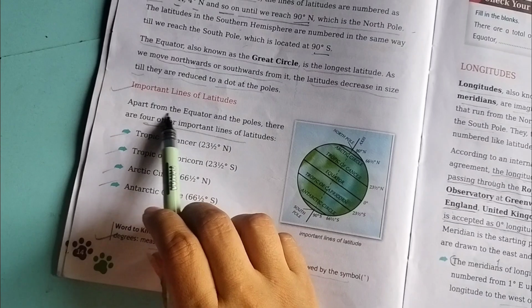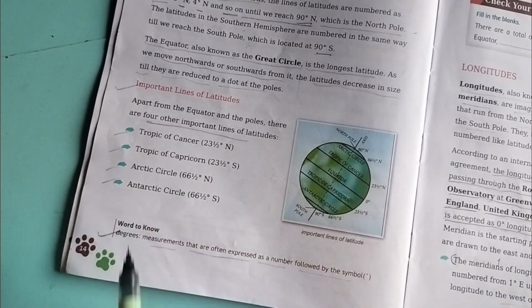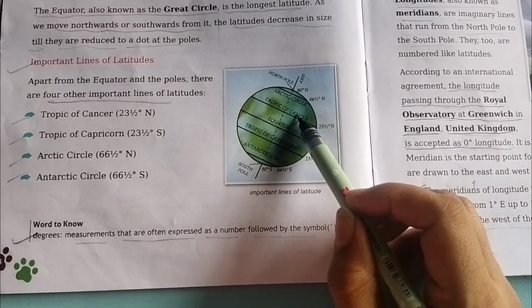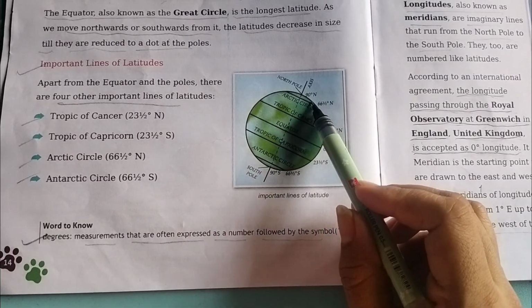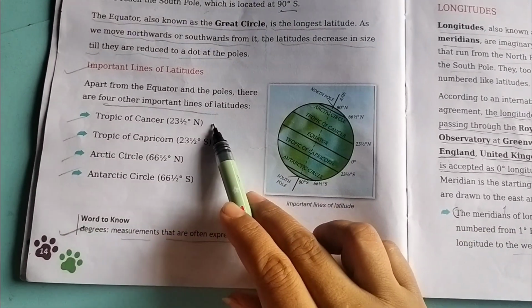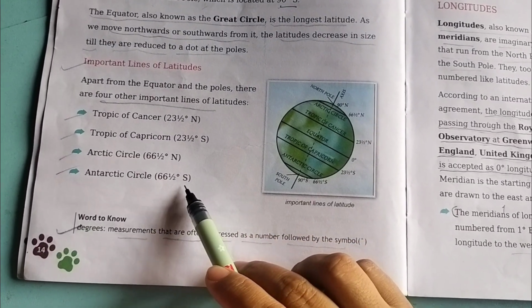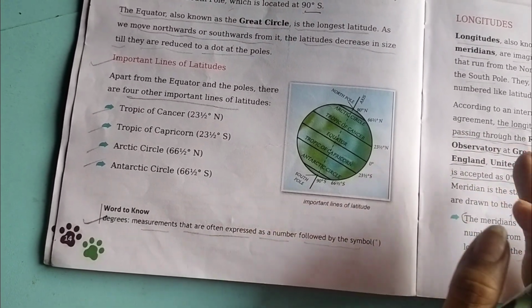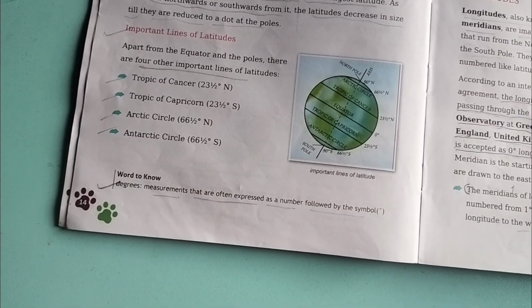Important lines of latitude. Apart from the equator and the poles, there are 4 other important lines of latitude. Tropic of Cancer, see, this is the diagram. The Equator, above the equator the Tropic of Cancer, then the Tropic of Capricorn, then the Arctic Circle, and the Antarctic Circle. So these are 23 degrees north and 23 degrees south. Then the Arctic Circle is 66.5 degrees north and 66.5 degrees south. Degree measurements are often expressed as a number followed by a symbol.